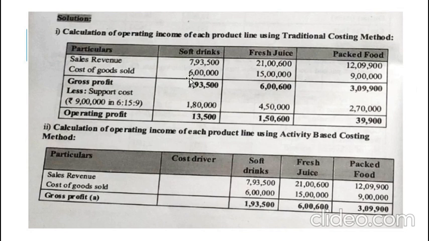distributing the support cost based on the ratio of cost of goods sold of each item for each product line. Next, they have asked us to calculate the operating income of each product line using activity based costing. So for this, we need to understand that based on the activity, we will be distributing the cost to the product line. So now we need to check how many activities are there.